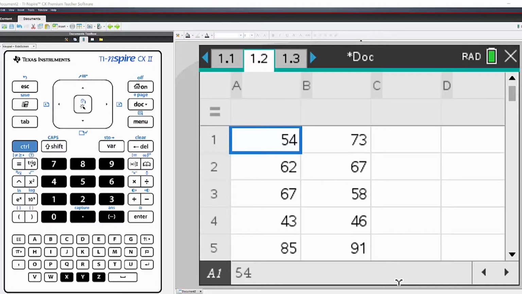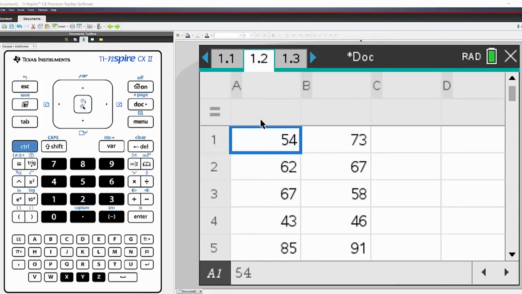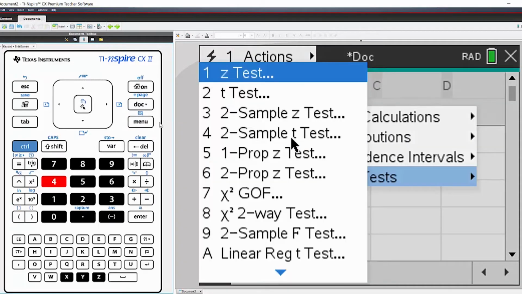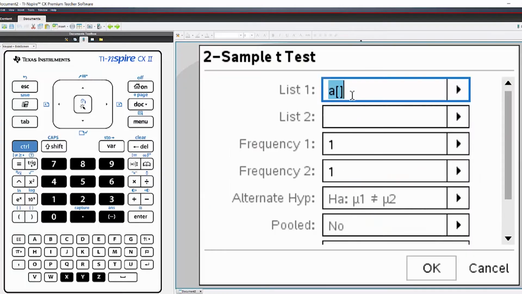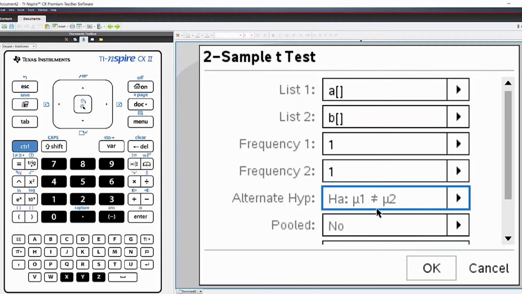So on the calculator, I have already put in all the data. So group 1 is in the first column here, and the group 2 data is in the second column. On our calculator from here, we go to menu, statistics, stat tests, and then number 4, the two sample t-test. We leave the data input method as data. Then our list 1 is in column A, our list 2 is in column B. And if we go to the alternative hypothesis here, they are just not equal, so we leave it as it is, and we change pooled to yes.